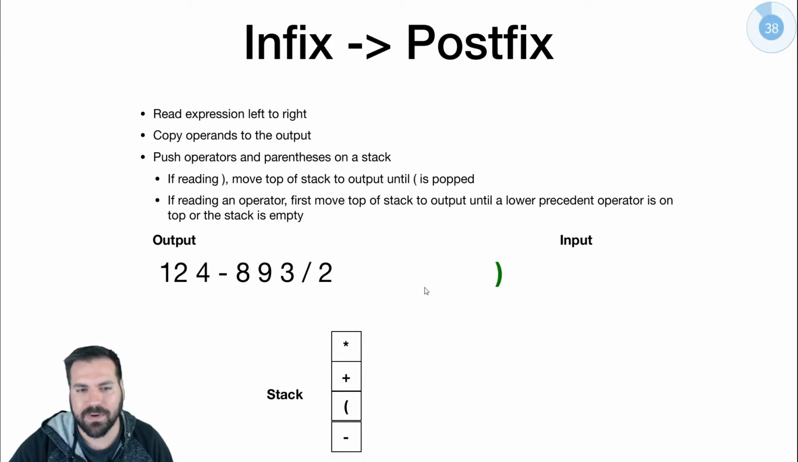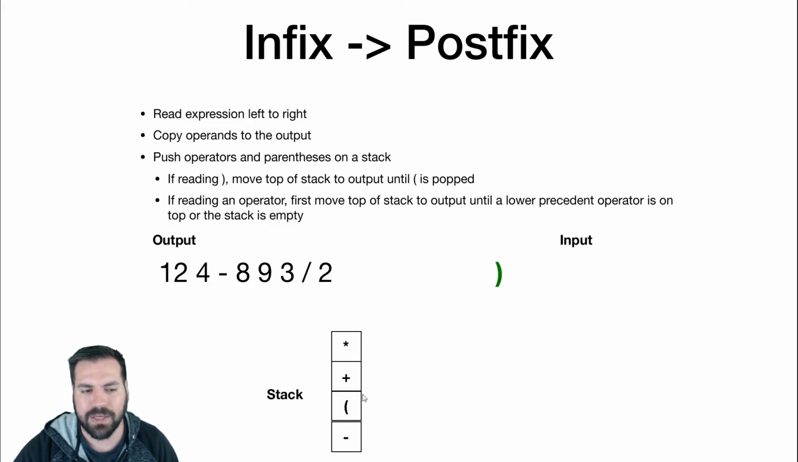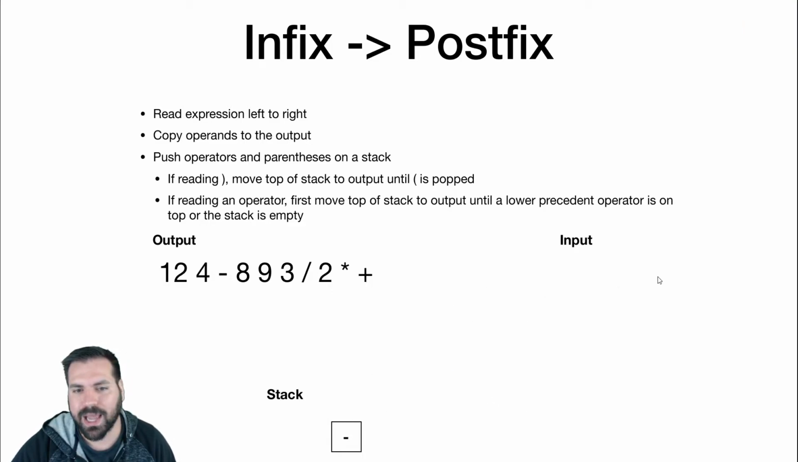Operand, copy it over. Close paren, we're just going to pop all these off the stack and copy them over to the output. Multiplication, addition gets deleted. We're at the end of the input. So everything else that's left on the stack, copy over.